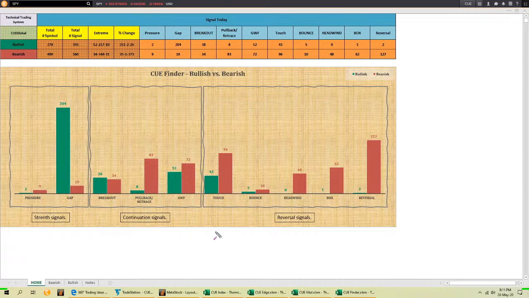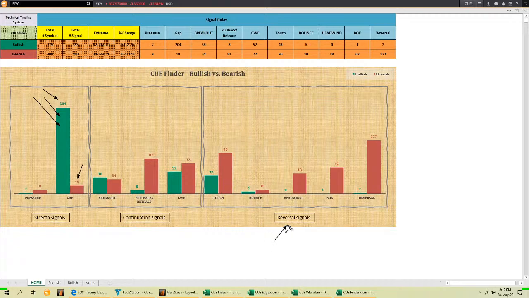What do we see today? We see that the number of bullish gap ups are very large. 204 stocks gapped up at the open. Gap downs were very few. So the opening of the market was very bullish, not only in terms of the market ETFs, but in terms of individual stocks also. Then what happened?